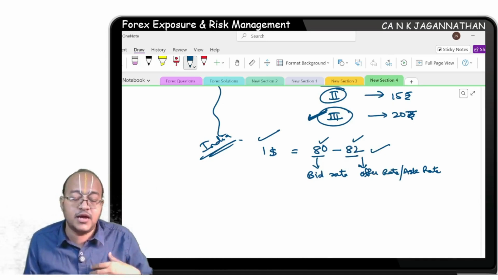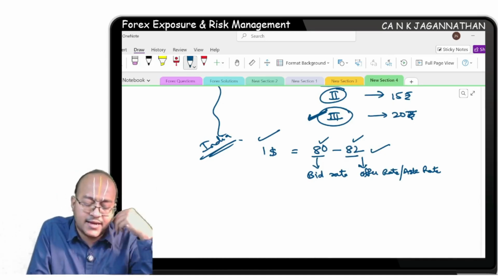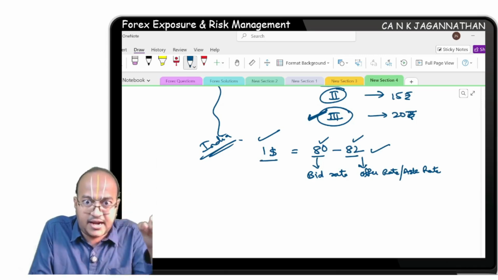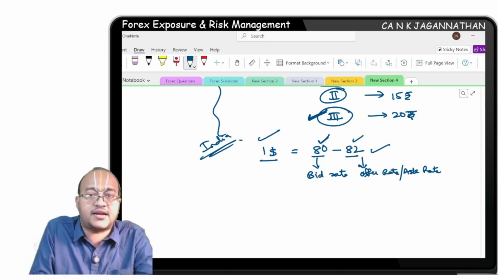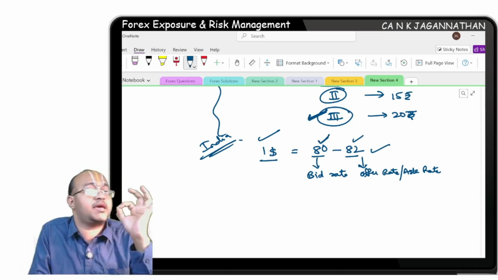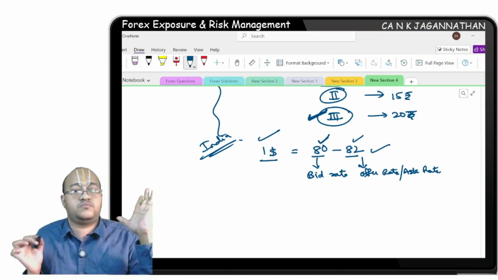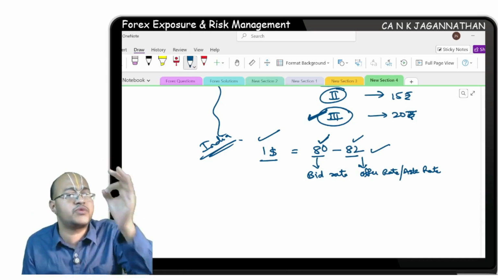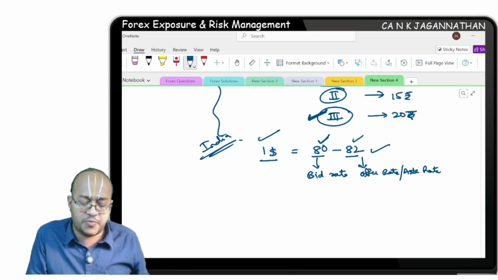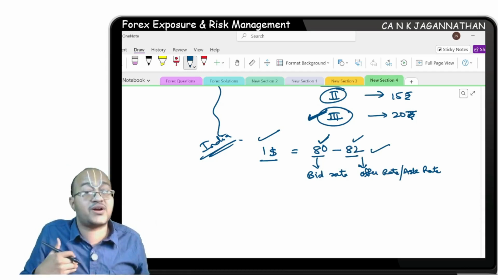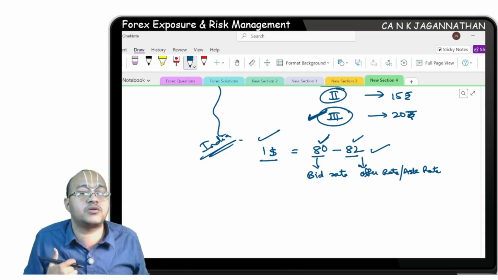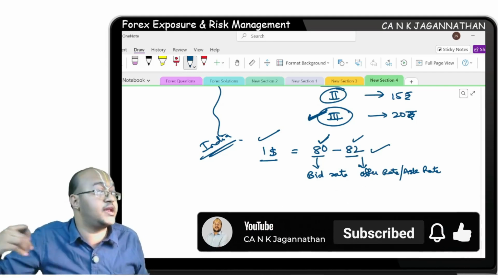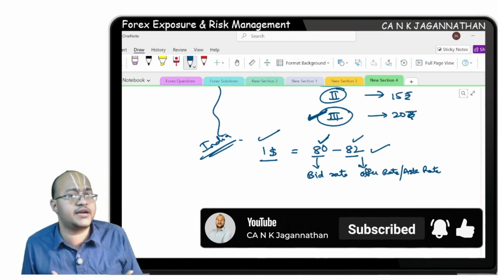Are you all listening? Which means this is the quote given by the dealer. The 80 is the rate at which the dealer will buy foreign currency from you. Are you all listening? The quotation should be understood from the perspective of the dealer. Which means, if a customer wants to sell dollar, who will be selling dollar?